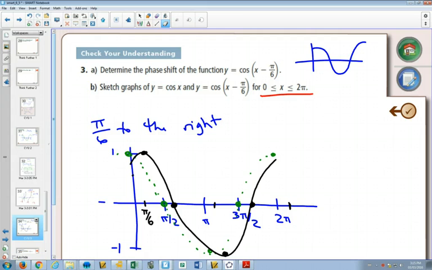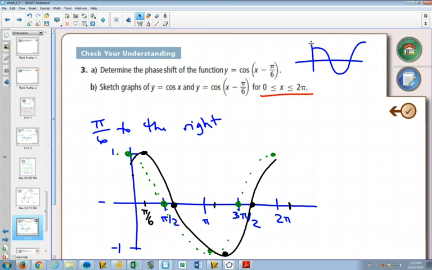Most of the time, they just ask you to graph it for at least one period, and then you could draw the arrowheads. But this one did say exactly from 0 to 2 pi, so I had to erase a little bit if I wanted to be super accurate.